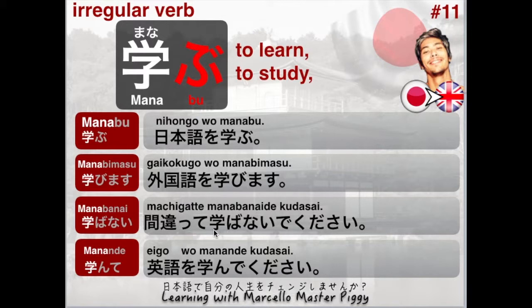For example, let's say you memorize a hiragana thinking that this certain hiragana is da, but then it turns out to be ta, then you are learning it wrong, right? So, for example, ひらがなを間違って学ばないでください. Don't learn hiragana wrong.